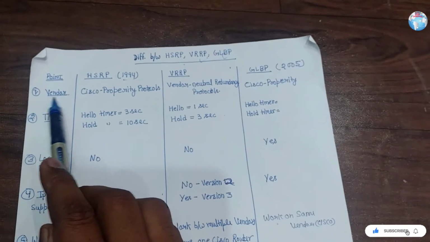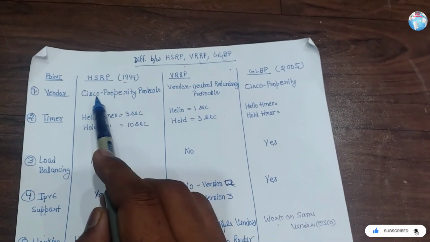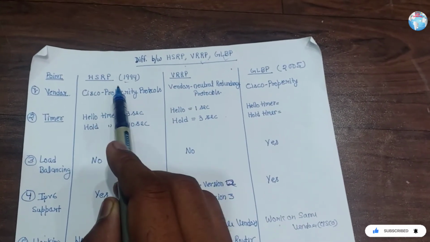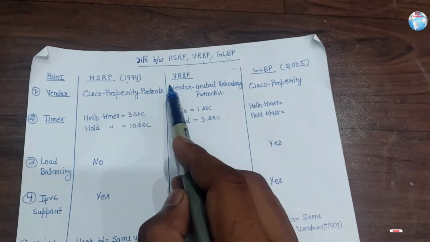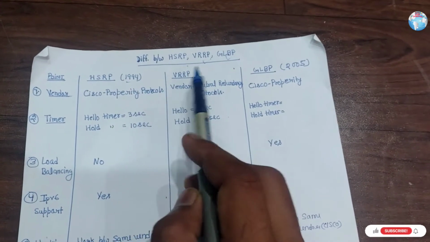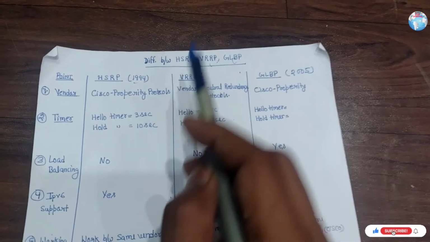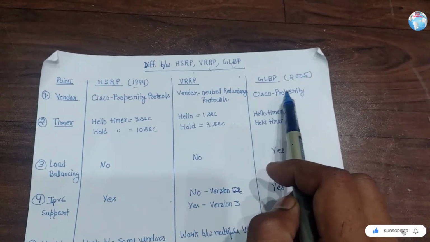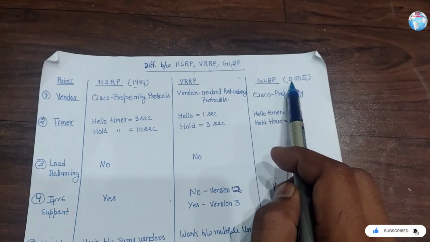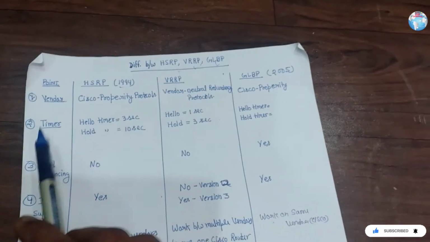First difference is vendor. HSRP is a Cisco proprietary protocol. It was developed in 1994. VRRP is an industry standard based protocol. It was developed by the IEEE standard. GLBP is a Cisco proprietary protocol. It was developed in 2005.